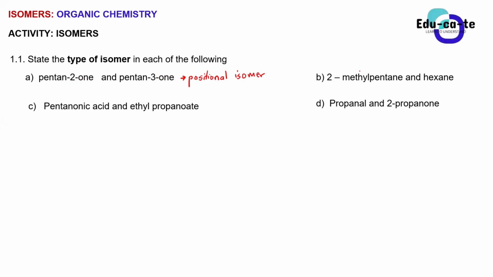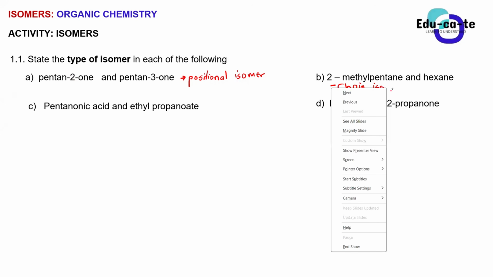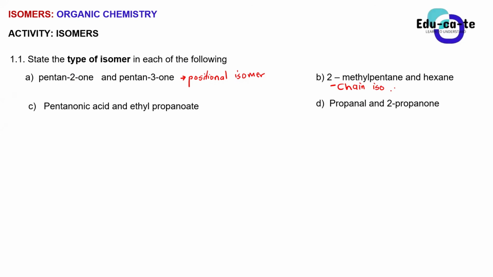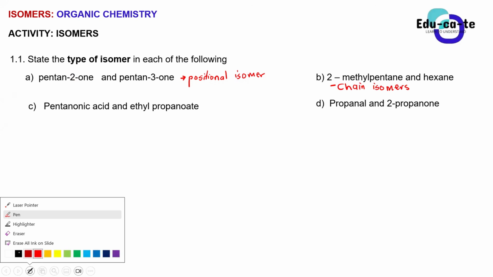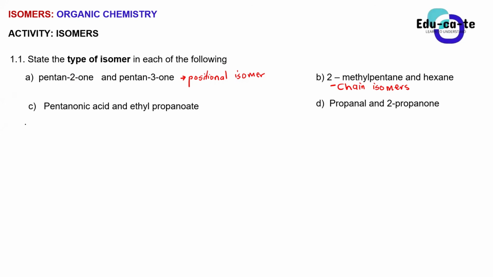2-methylpentane as well as hexane. What are these? The chain isomers. Chain isomers, right? So these are chain isomers. How did you guys identify that? Did you write the structural formula completely? Yes. Okay, yeah, so you can write the structural formula completely, guys, if you cannot see that these are chain isomers. So let me just write for B.